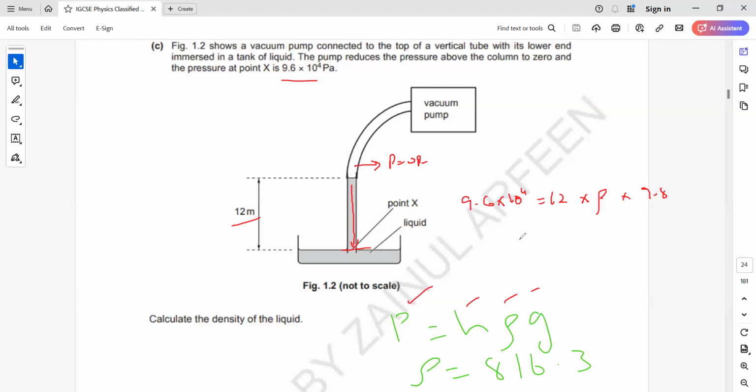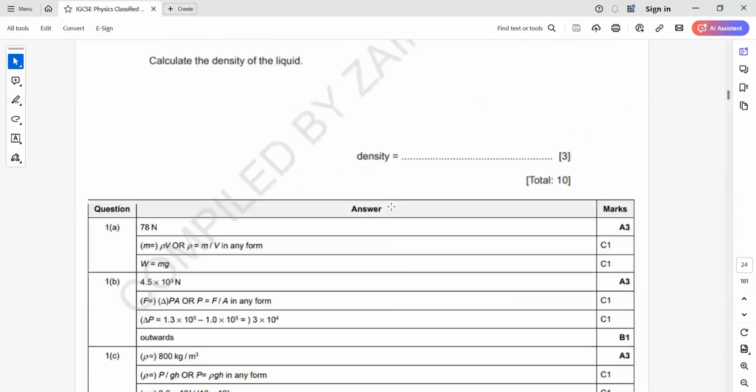So this factor is multiplied, the other side will be divided. So 9.6 exponent 4 divided by 12 into 9.8. This will give us the density, which is 816 kilo. Whenever you write your answer, the final answer should be in 3 significant figures. So if it is 816.3, we'll just write 816, and the unit will be kilogram per meter cube. Keep one thing in mind: whenever you're substituting the depth, like the length, it should always be in meters. In some questions the depth is in centimeters, so don't forget to convert into meters. Otherwise, the base unit will be wrong.